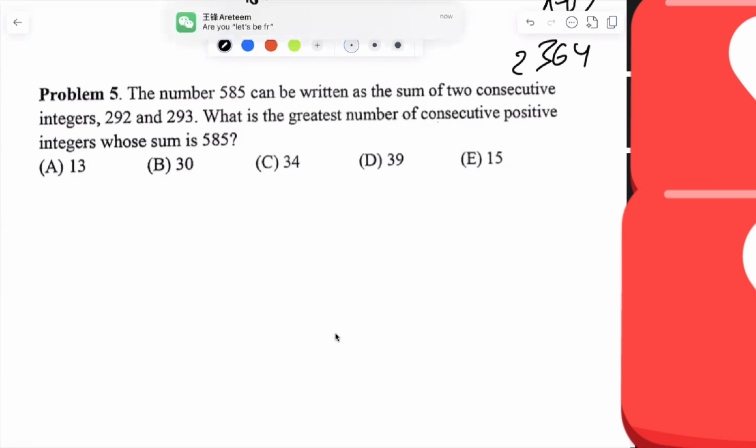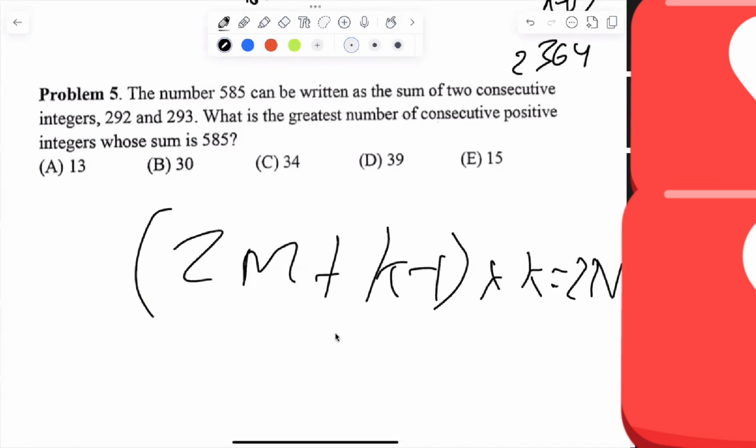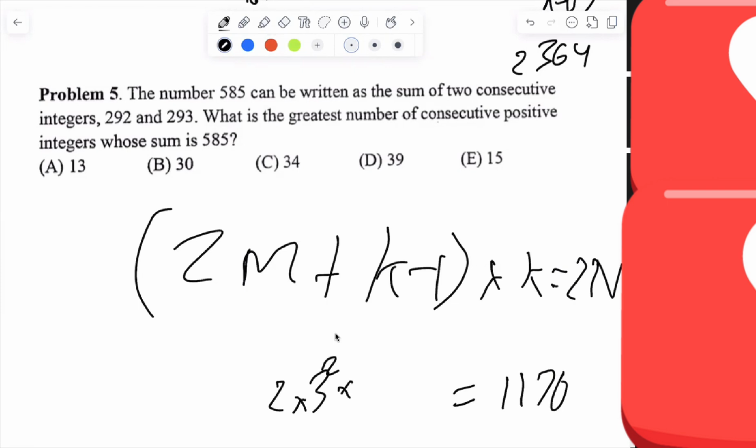But then you want to make this. So one way to specify is 2m plus k minus 1 times k is equal to 2n. This is the formula we can use. Now we want 2n as the product of two integers that are as close as possible in order to obtain the greatest number. So that's basically what we chose. It's basically 2 times 585, or 1170, which is equal to 2 times 3 squared times 5 times 13.